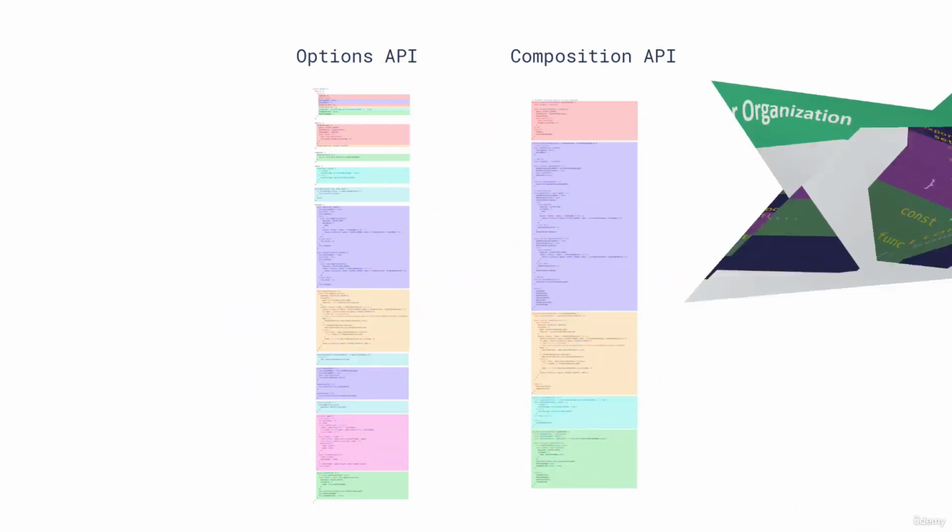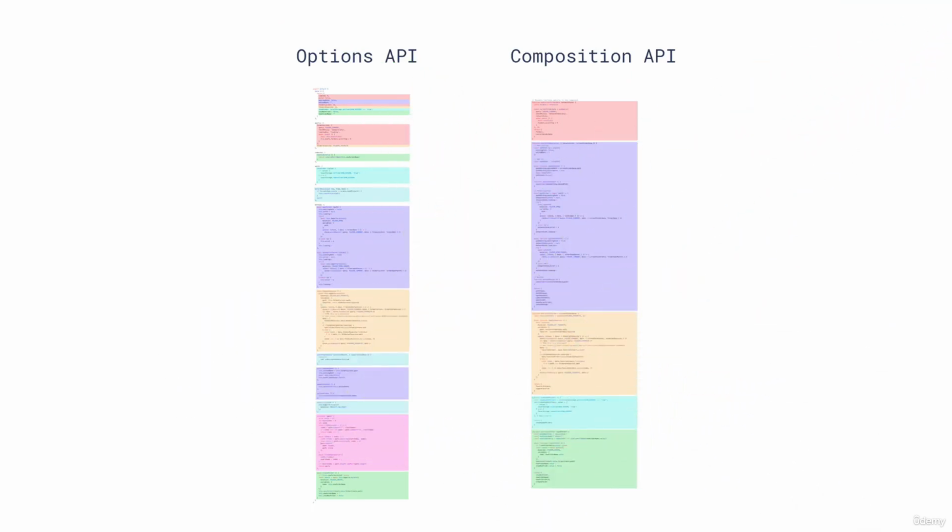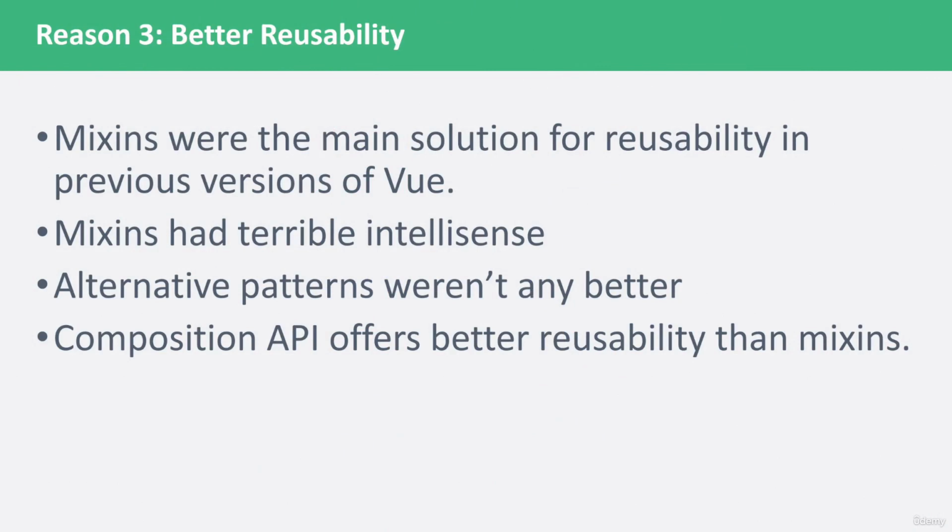Here's a more extreme example. This example was taken from the Composition API documentation. To the left, we have the component written with the Options API. It's highly disorganized. To the right, we have the Composition API. It's much cleaner and organized. This freedom is one reason why you would want to use the Composition API over the Options API. The last reason is that it offers better reusability.